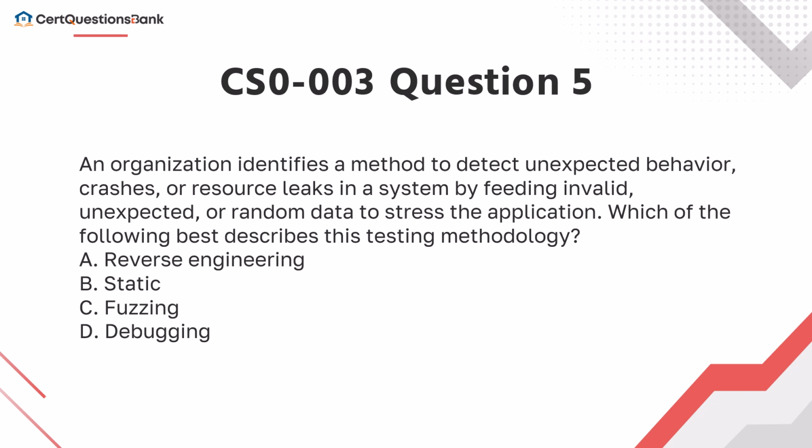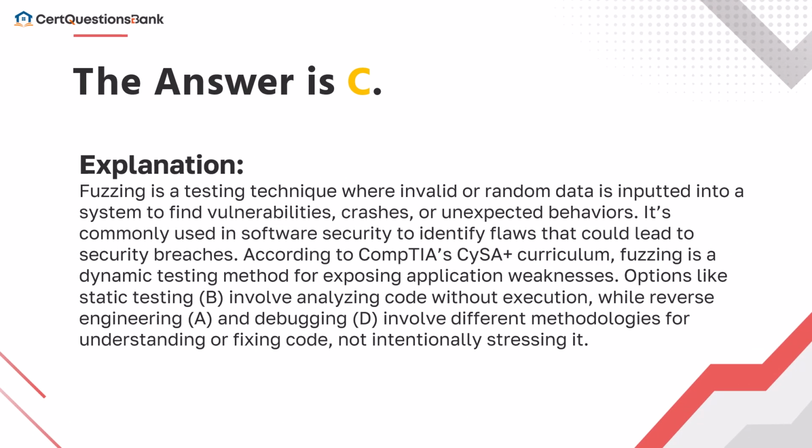An organization identifies a method to detect unexpected behavior, crashes, or resource leaks in a system by feeding invalid, unexpected, or random data to stress the application. Which of the following best describes this testing methodology? A. Reverse engineering. B. Static. C. Fuzzing. D. Debugging. The answer is C.